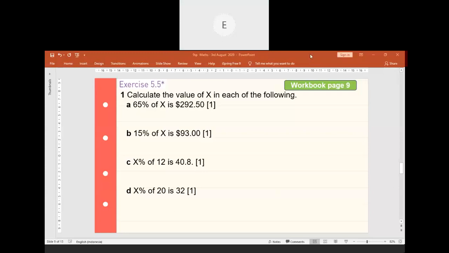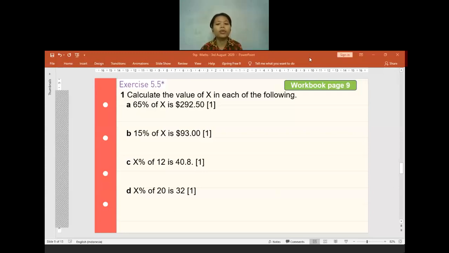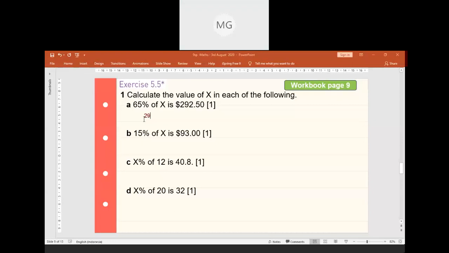Okay. If you already opened your workbook, does anyone want to help me answer question 1 of exercise 5.5 on workbook page 9? 65% of X is $292.5. So what is X? Does anyone still remember how to find X? It's 292.5 divided by 65, right? Yes, divide by 65%. Okay.